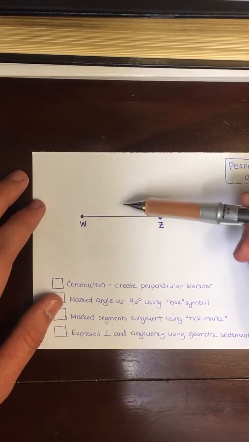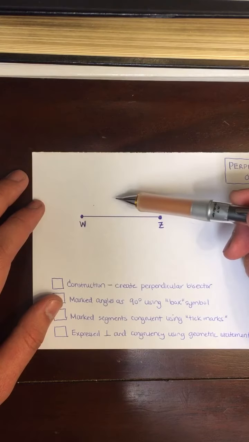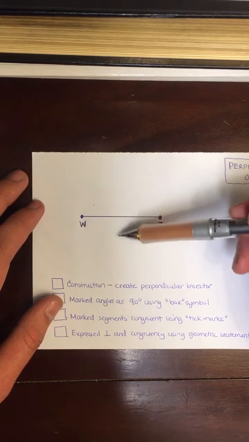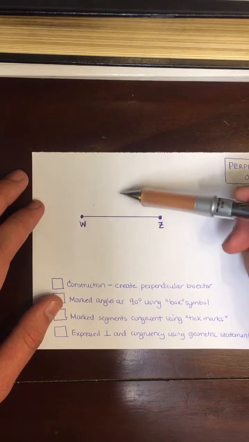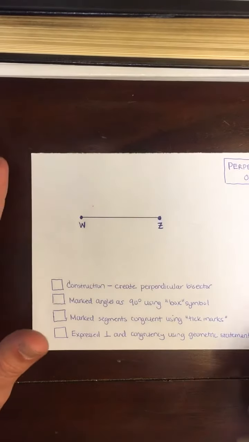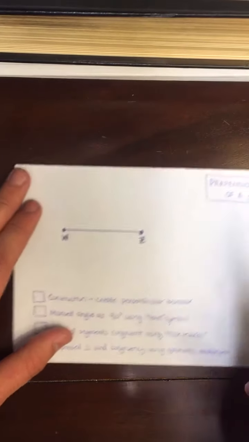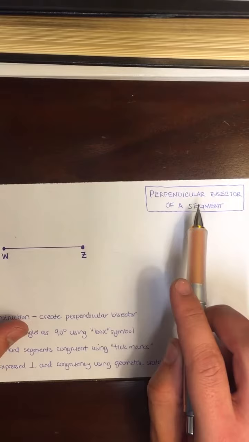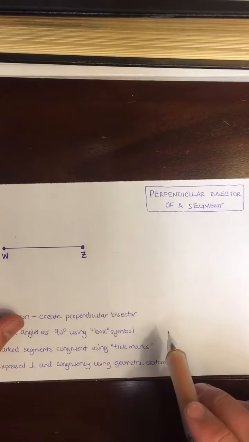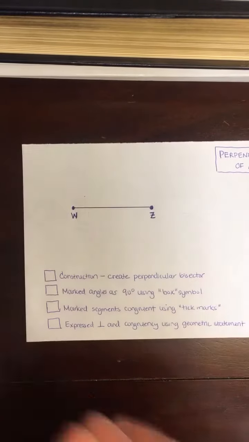Essentially, I am cutting this line segment directly in half with another line segment that's going to go up and down here. It's going to be cutting this directly in half, but specifically it's going to be creating 90-degree angles. That's exactly what the word perpendicular means. It's when two lines intersect and form 90-degree angles. So let's go ahead and get started.